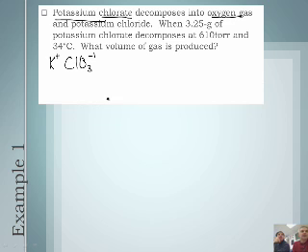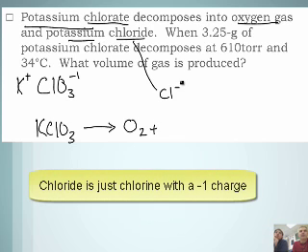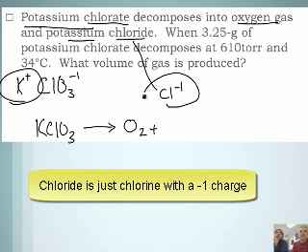So we have KClO3. Why did I write 1 K and 1 ClO3? Because +1 and -1 add up to 0. It decomposes, so that's just a single arrow, and it makes oxygen gas. Oxygen is a little tricky. It's O2. And it makes potassium chloride. Chloride is Cl -1, and that's going to mix with potassium, so KCl.